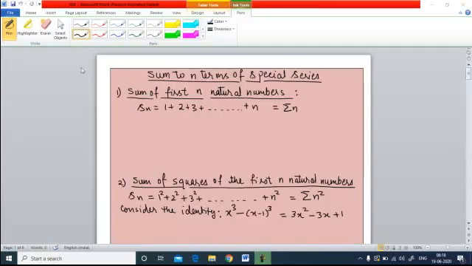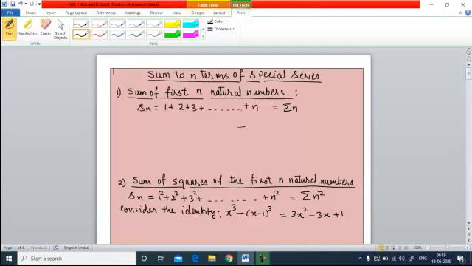Welcome children. Recently we have gone through two sequences, one of which was in arithmetic progression, another was in geometric progression. We saw how to sum up their n terms. In GP we even saw how to find the sum of infinite GP under a certain condition.